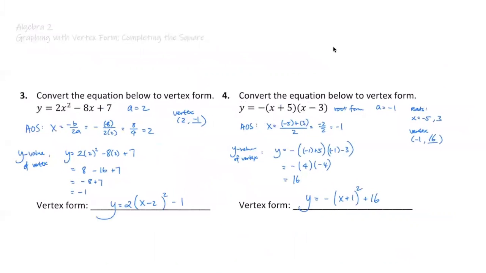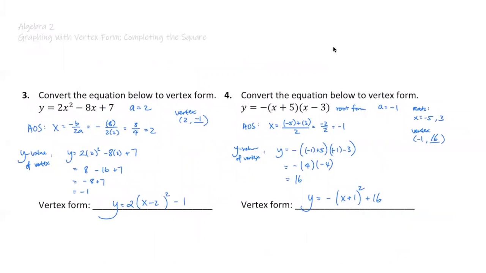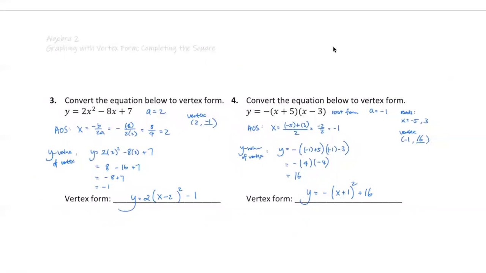So far we are writing vertex form based on the vertex itself and converting. And by the way, let me make this very clear: your technique of finding the vertex and going from standard form or root form to vertex form is going to be very, very crucial. Because we often want to find the vertex, because the vertex is our maximum or our minimum. So knowing the vertex is very crucial. That's the reason why we care about the vertex.